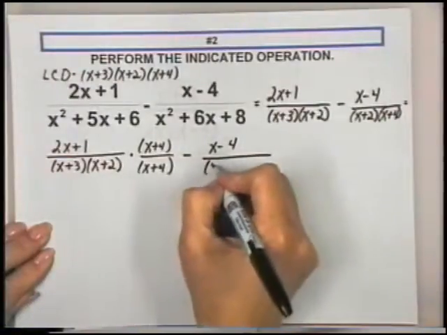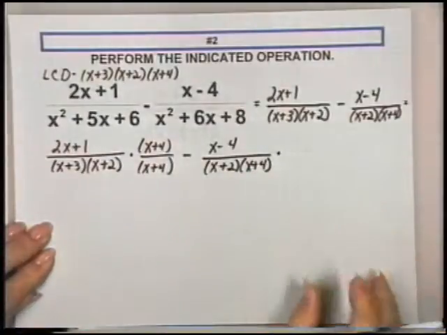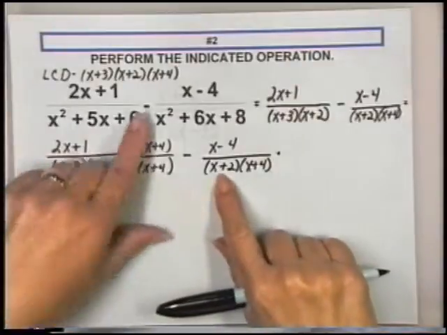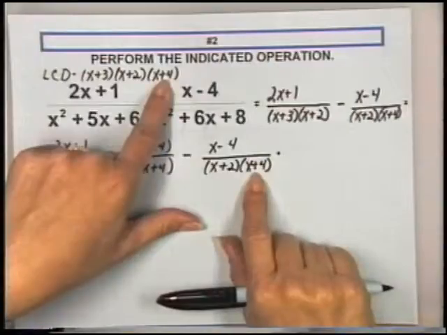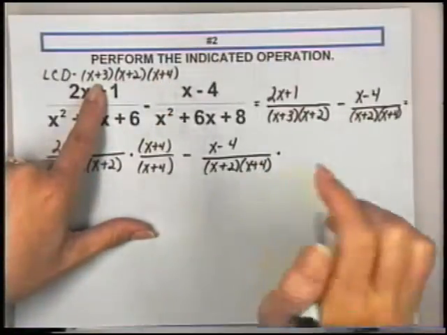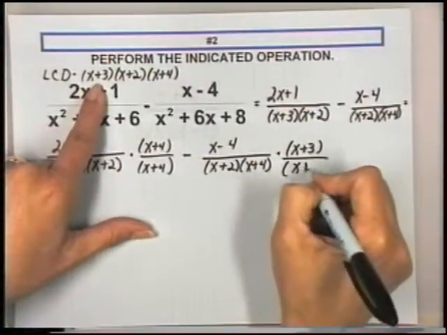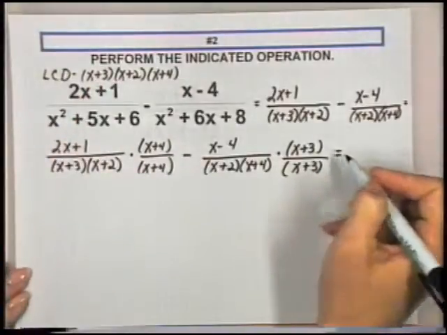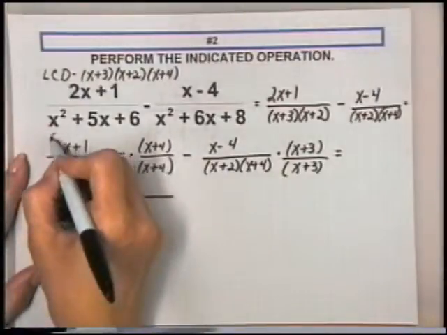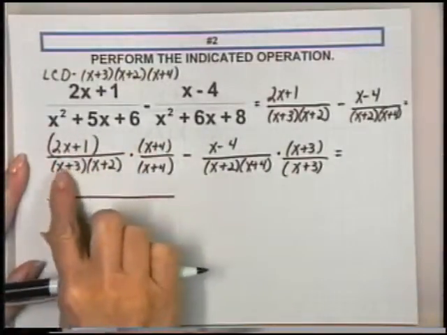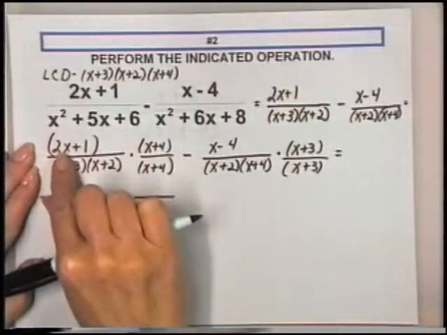On my second fraction, I'll write the numerator, I will write the denominator. Let's figure out what we need to multiply by. I have a factor of x plus 2. I have a factor of x plus 4. The needed factor is x plus 3. So I will multiply by x plus 3 over x plus 3. When I find my equivalent fractions, I multiply out my numerators, leave the denominators in factored form.